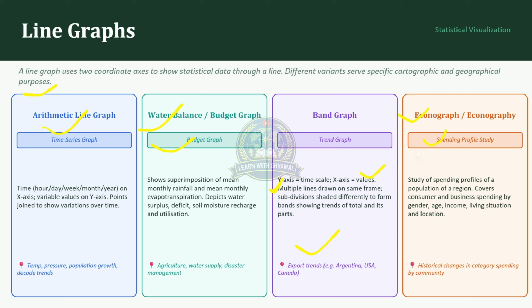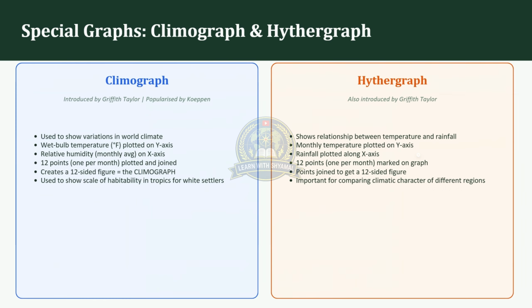Historical changes in cartography category spending by community. Then special graphs like climograph and hydrograph. Climograph was introduced by Griffith Taylor, popularized by Köppen, and used to show variations in world climate.